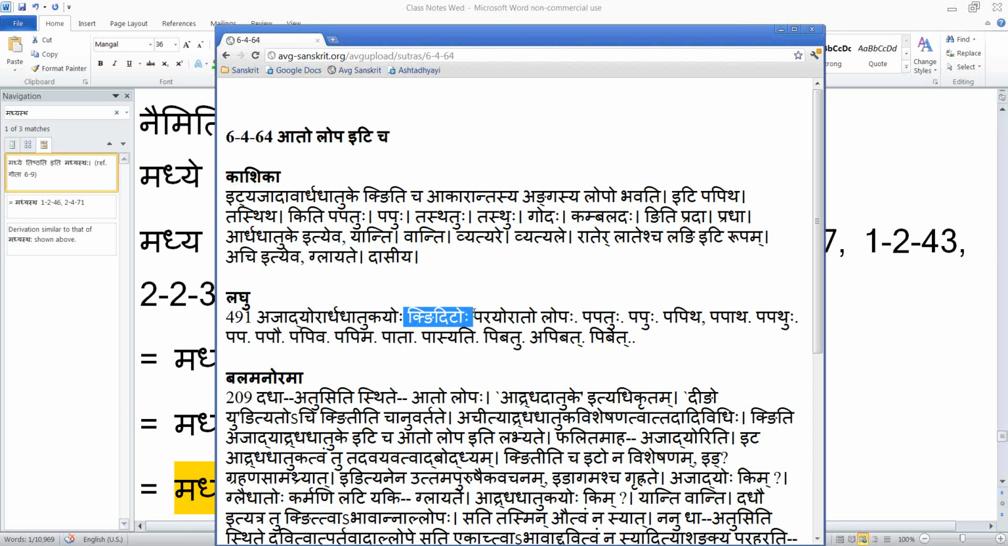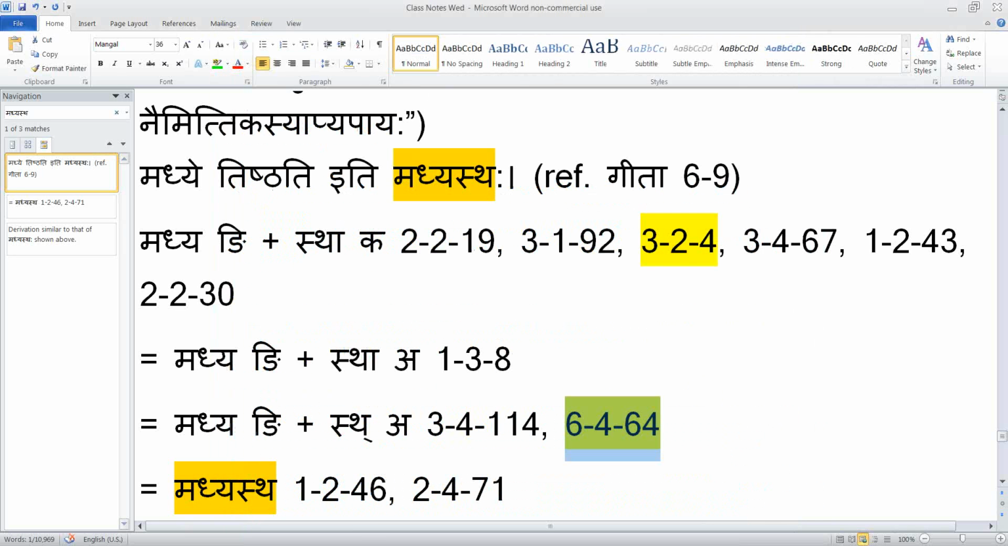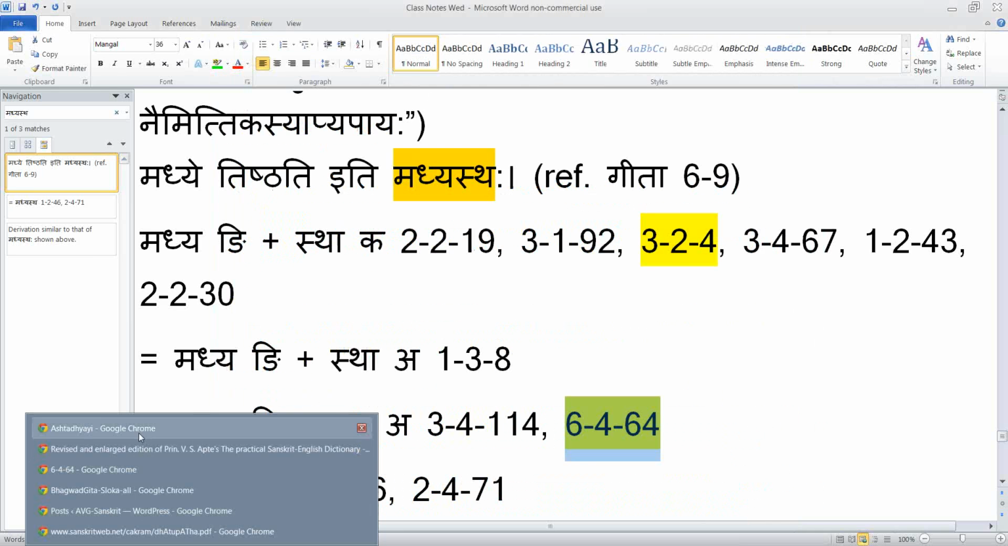Means kit or idagama is there. Ato lopa iticha. Very important. Don't confuse these two, by the way. Today we just saw the sutram ato lopa.